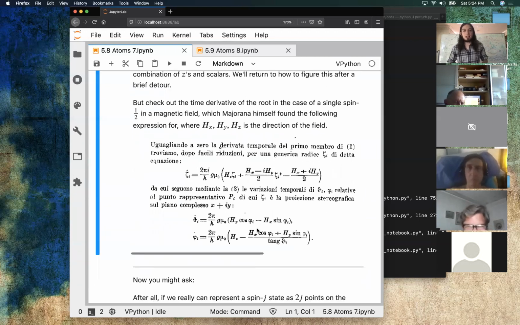We talked about this a little bit last time. It was just a screenshot from Majorana's original paper where he's considering a spin half particle in a magnetic field, where the field's in the hx, hy, hz direction. And he finds this expression for the time derivative of the single root, where that's just this zeta here. And you can see it has this relatively simple form.